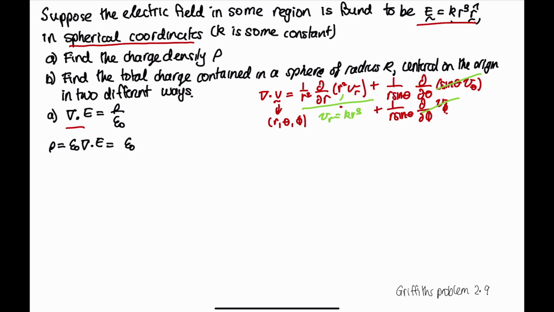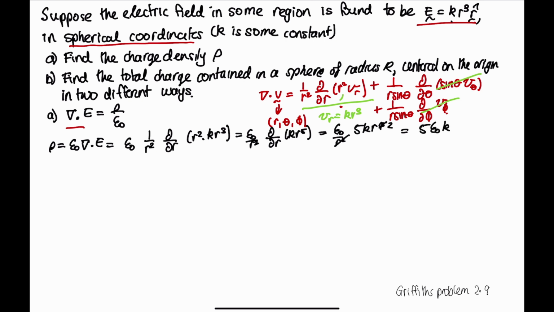So this is epsilon naught times 1 over r squared times d/dr of r squared times K r cubed. And so this is equal to epsilon naught over r squared times d/dr of K r to the 5. The partial derivative of K r to the 5 with respect to r is 5 K r to the 4. And then we've got this r squared on the bottom, so that'll cancel out with 2 of those. So this is equal to 5 epsilon naught K r squared.